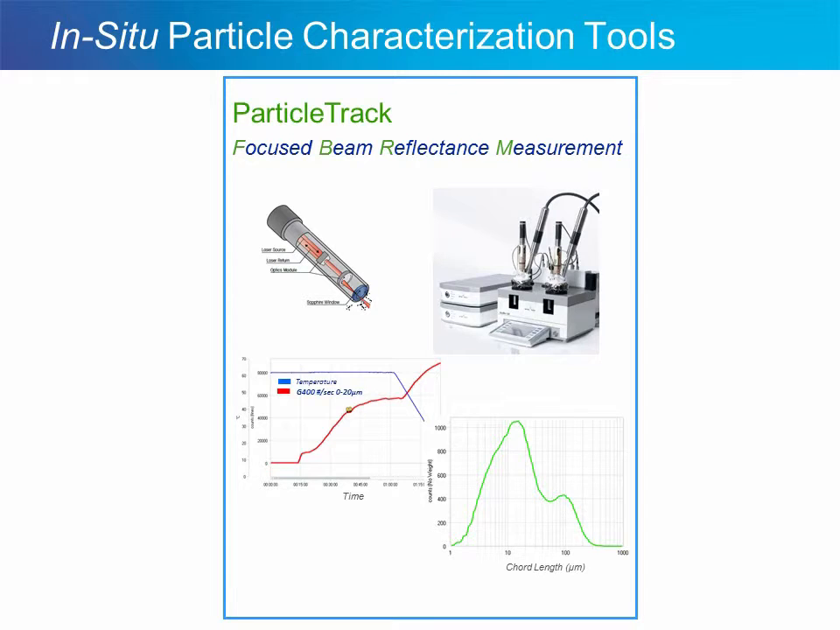So the tool we're going to focus on today in order to help understand and track the flocculation process is ParticleTrack with focused beam reflectance measurement technology. Essentially, this is a probe-based technique that tracks the rate and degree of change to particles and particle structures as they exist in process.